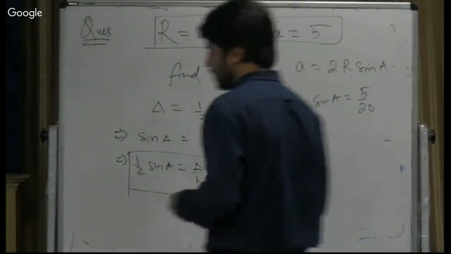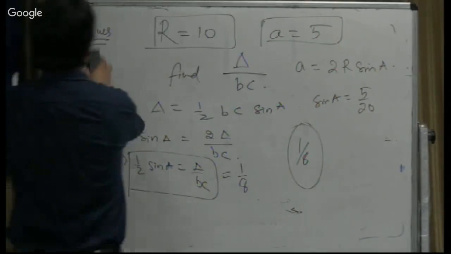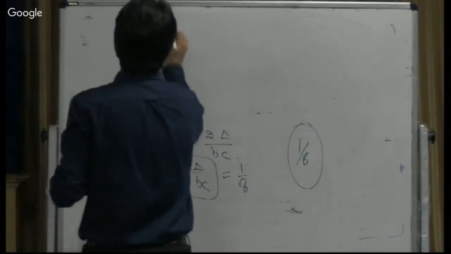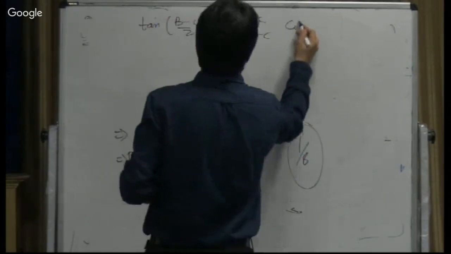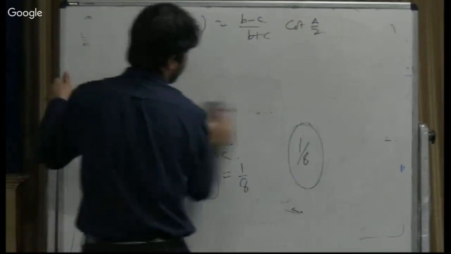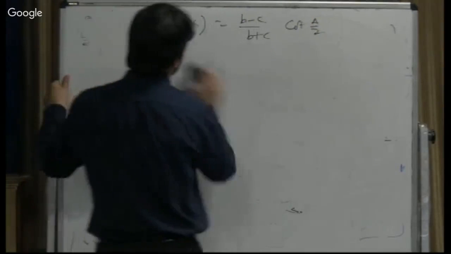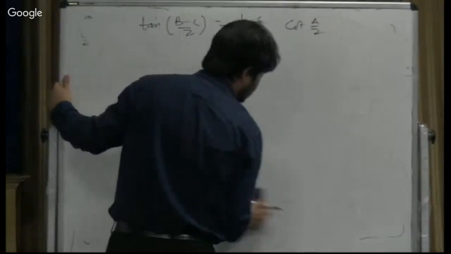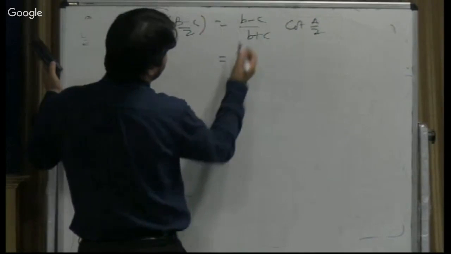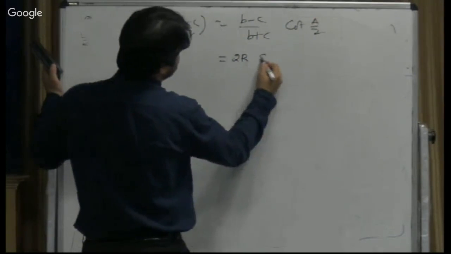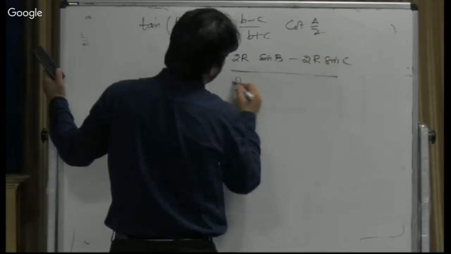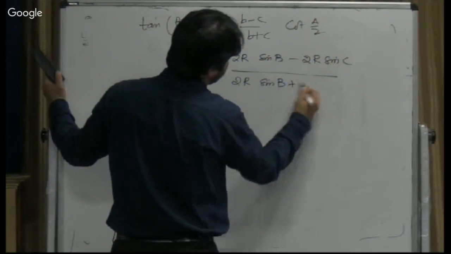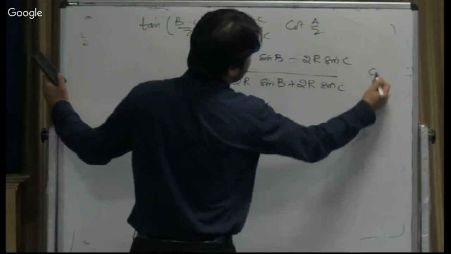See, in the previous question, it was tan (b minus c)/2 is equal to (b minus c) upon (b plus c) into cot a by 2. So what I did, I simply applied the sine rule because I saw the sides, and the side is something which is disturbing the equation. So using the sine rule, I made it 2r sine b minus 2r sine c upon 2r sine b plus 2r sine c into cot a by 2.